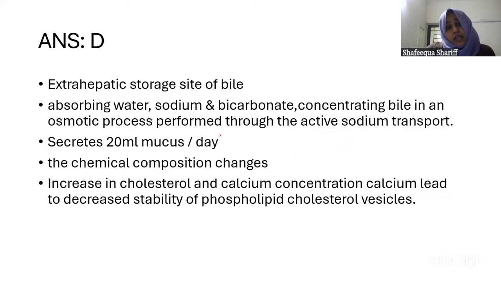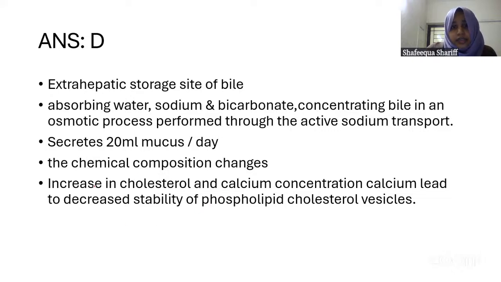The gallbladder also by itself secretes 2 ml of mucus per day. That's why when there is a healthy gallbladder, but there's an obstruction in the neck of the gallbladder, a lot of mucus is secreted, so it forms a mucocele. This is because the gallbladder by itself secretes mucus.